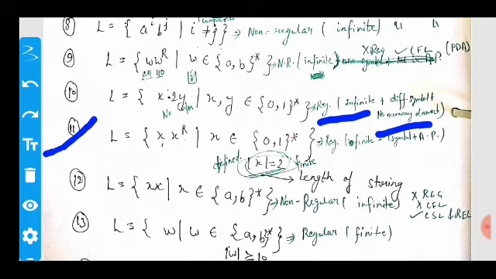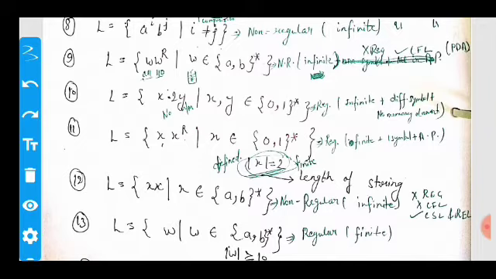L equal to x reverse such that x belongs to {0, 1} star and mod x equal to 2. So here the condition given is finite, so we say that it is a regular language, plus it follows the AP, meaning arithmetic progression. Now move on to the next question.